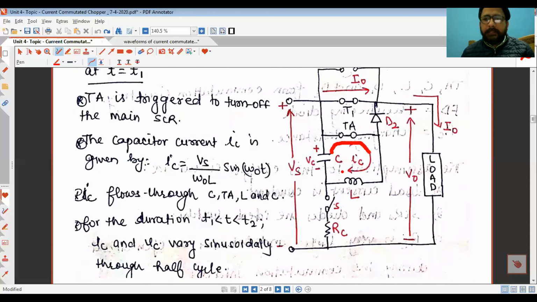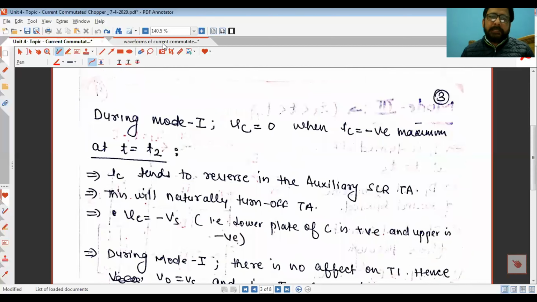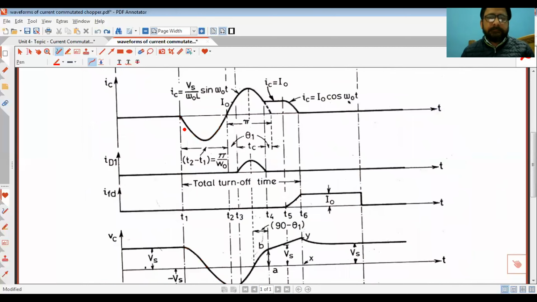and L. Now what will happen? Just try to assume and imagine that the capacitor is now discharging through TA and L. Now when the capacitor discharges, it will reach its peak value. You can see the capacitor is actually discharging. Now when it is discharging, the capacitor current will reach its peak value. This will be, let us say, ICP.